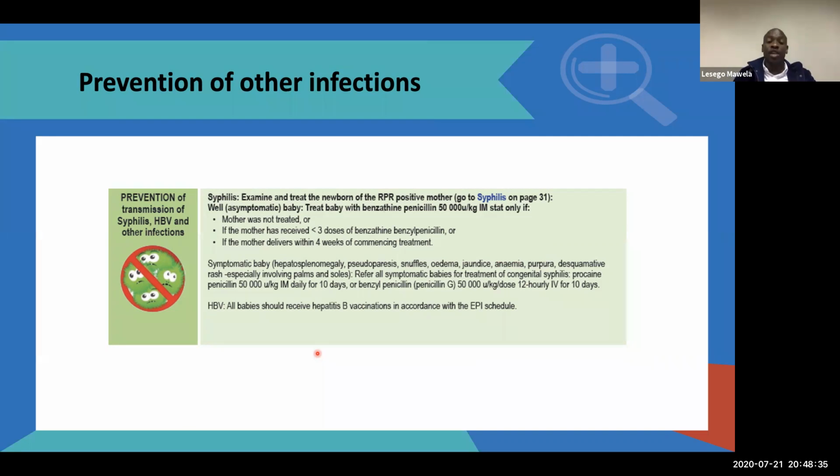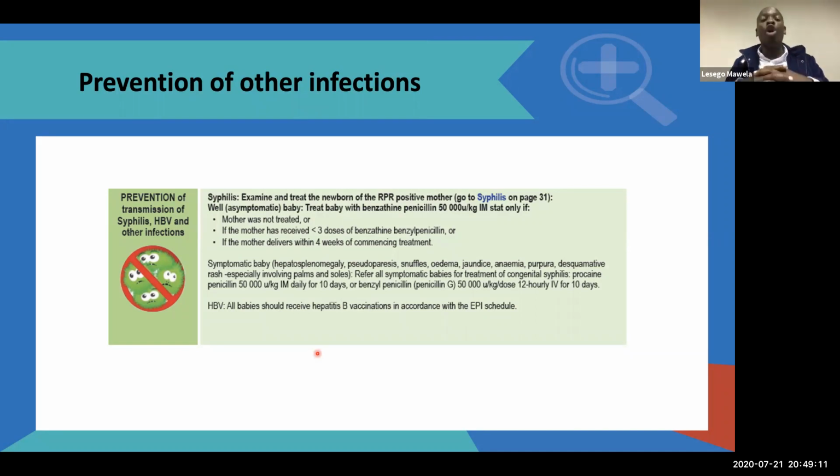PMTCT is changing. Actually, the new guideline, and I'll show you the cover, it's no longer about prevention of HIV. It's a prevention of mother-to-child infections. It's not HIV infections only. All infections: hepatitis B, syphilis, COVID. Remember, if a mother has COVID and she gives birth, there's a chance that she might infect the newborn child. Therefore, the child needs to be screened, right? So we are shifting from prevention of mother-to-child HIV transmission. We are now talking about prevention of mother-to-child infections.